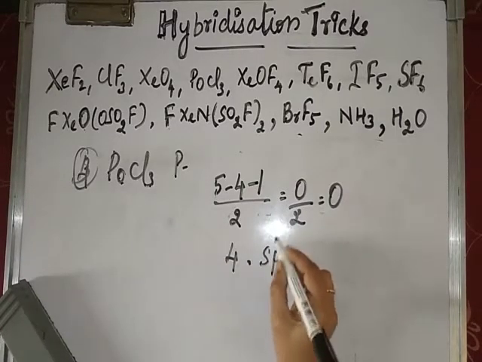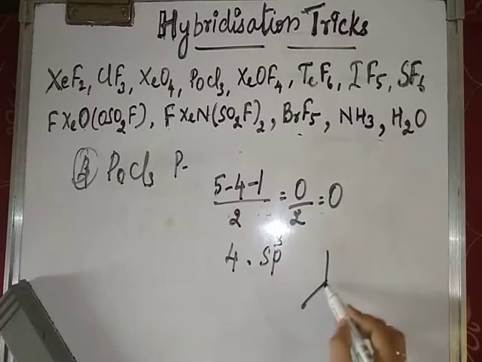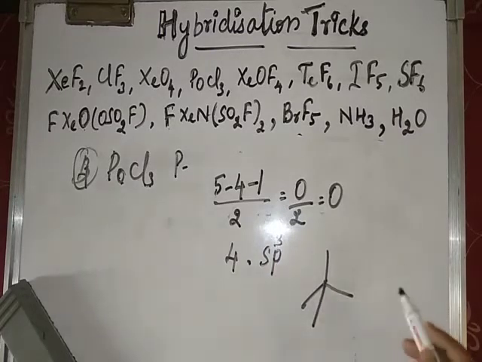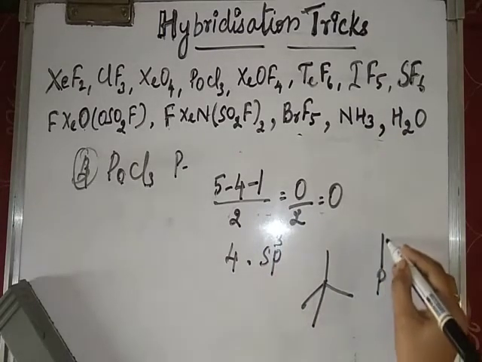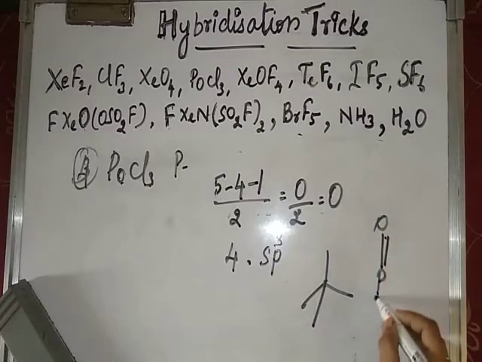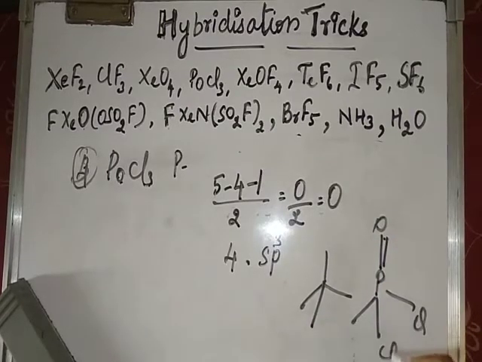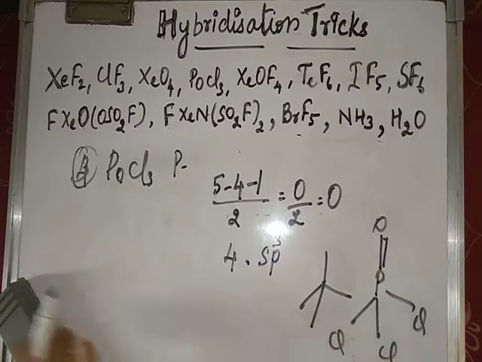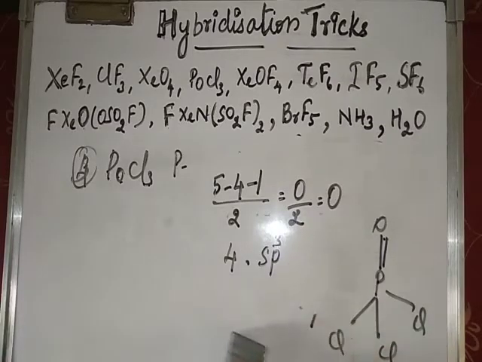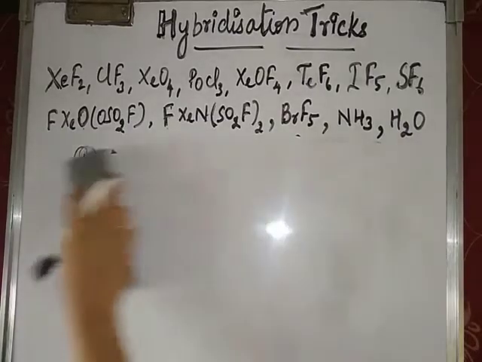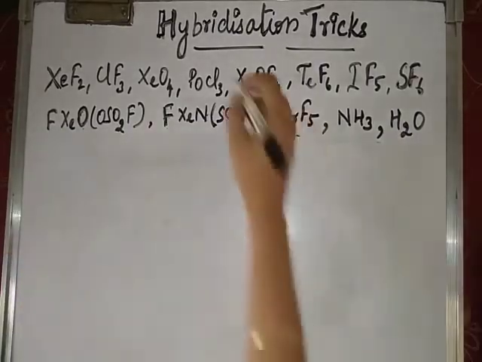So it is sp3. sp3, this is the base structure for sp3. So sp3 base structure is, this means 1 double bond, O will be like this, 3 Cl will be like this. This is the structure of POCl3. Okay, I'll tell you the base structure for all, then only it is easy for you to remember. Okay, up to this is over.